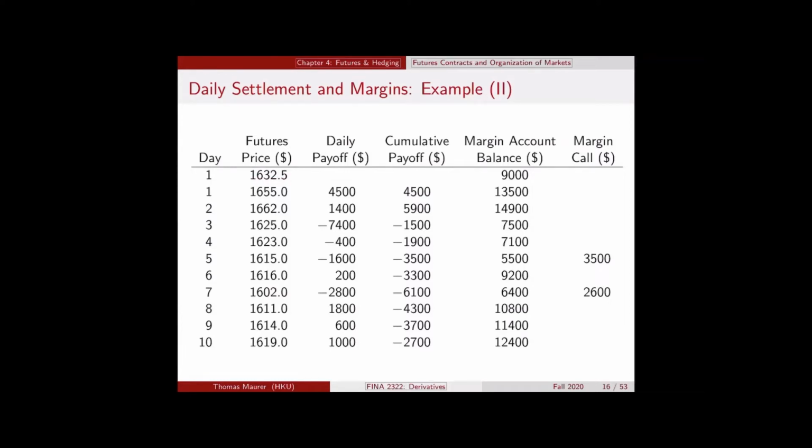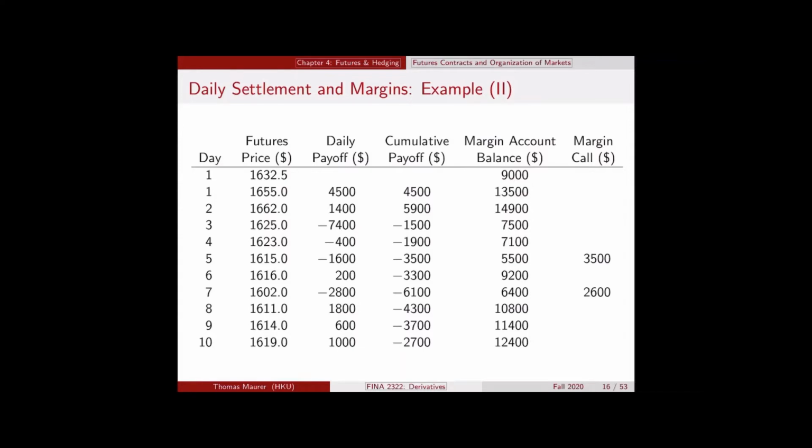Now let's suppose that the market closes a little bit higher with a futures price of $1,655. That means that within that first day, since you enter the position and until the end of the day, you earn a difference of $22.5 per ounce of gold. And since you have 200 ounces, that's $4,500 daily payoff. Since the price increases as a long position, you receive that amount of money. That means your margin account balance now grows from $9,000 to $13,500.